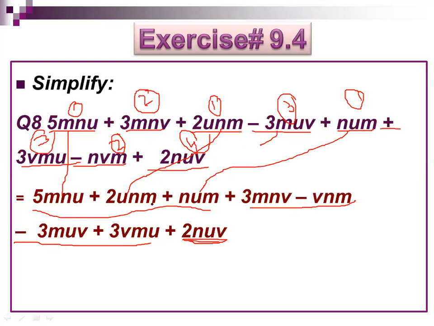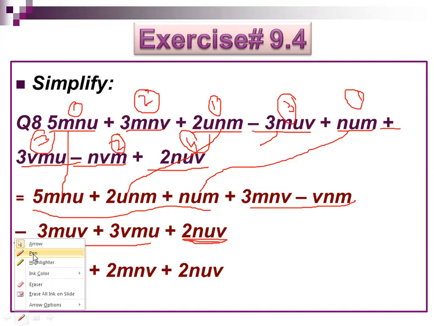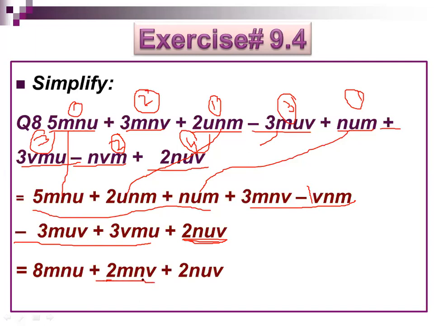So 5 plus 2 plus 1, what will it become? 5 plus 2 is 7. 7 plus 1 is 8. So simply you will write 8mu. Although the orders are different, it's okay, you will use the first order. Second is 3 minus 1, so 3 minus 1 for mv will come 2. So you will write 2mv.